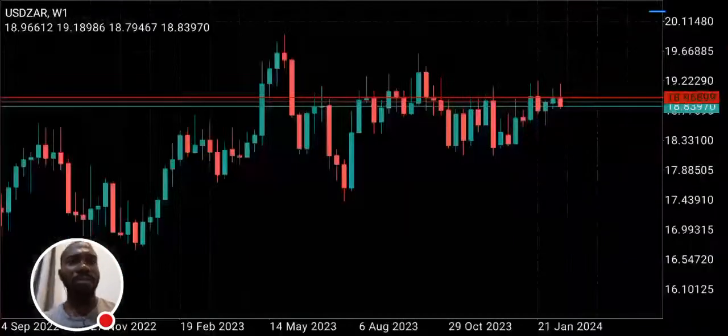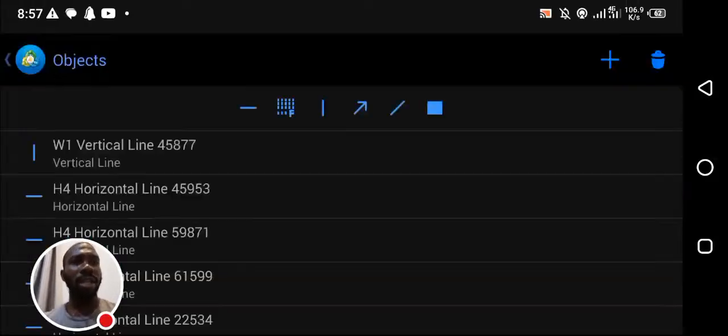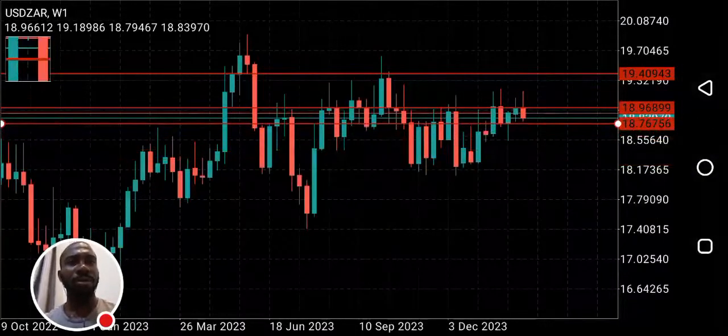You also notice that a fair value gap was created on the weekly time frame. You can see this fair value gap, and I think that fair value gap has been filled. Can you see that fair value gap?